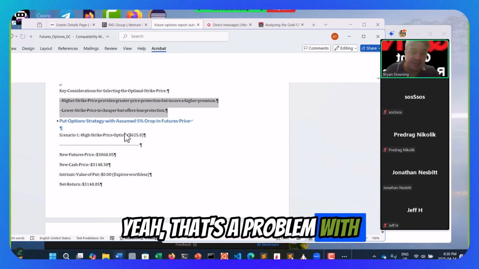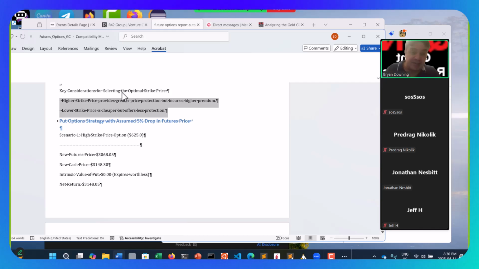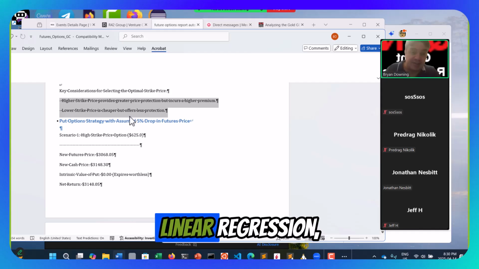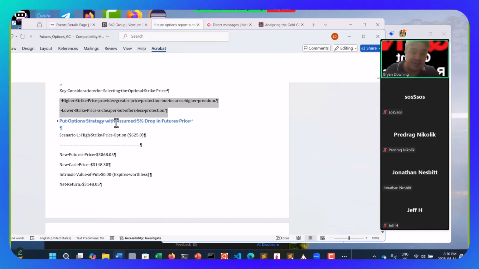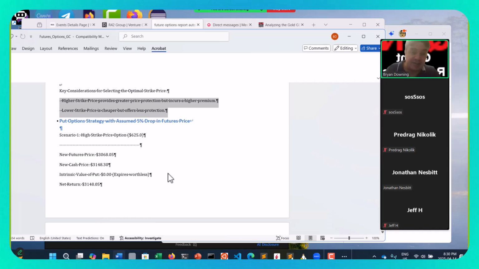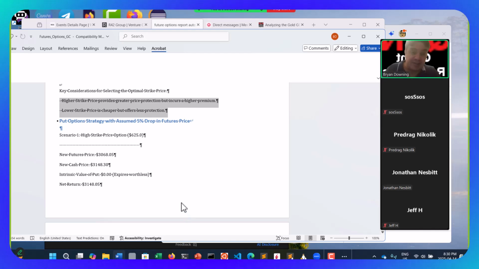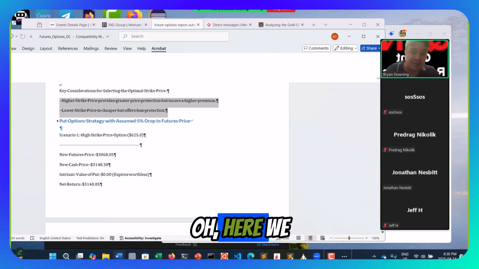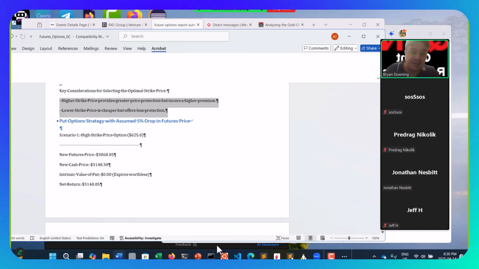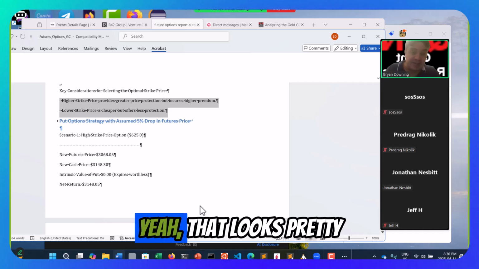Yeah, that's a problem with this type of time frame. So linear regression, where is the curve? Oh, here we go. Regression channel. Maybe I don't have it. Let's see if this does anything. Yeah, that looks pretty good.